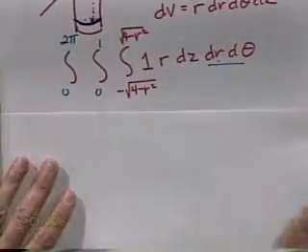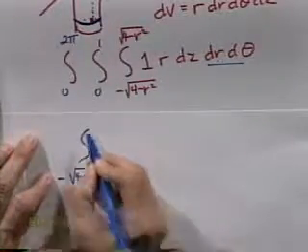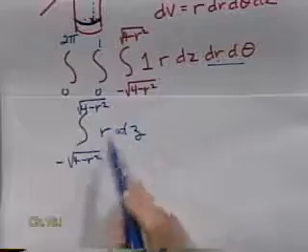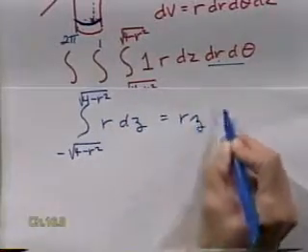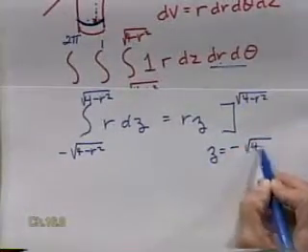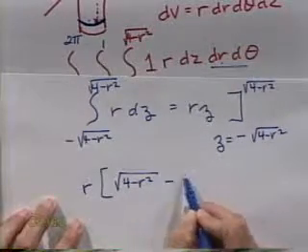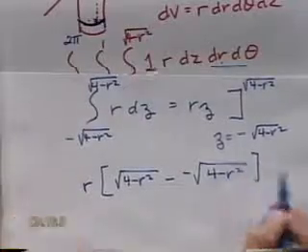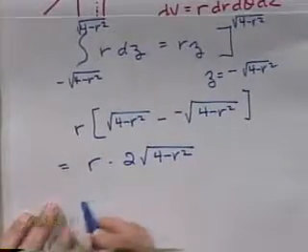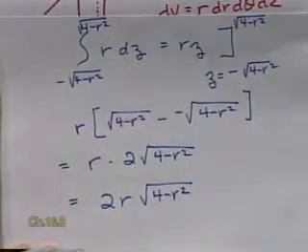If I do that inner integral, which is going from minus the square root of 4 minus r squared to the square root of 4 minus r squared, of r dz, since r is being considered a constant, this is going to equal r times z as we go from z equals minus that square root to plus that square root. And if you plug in that z, you have the square root of 4 minus r squared minus a minus square root of 4 minus r squared, which just gives me r times 2 square root of 4 minus r squared, which I think we'll write as 2r square root of 4 minus r squared. So that's our first integration.